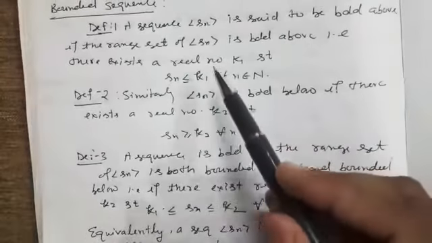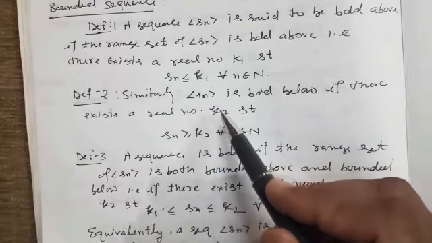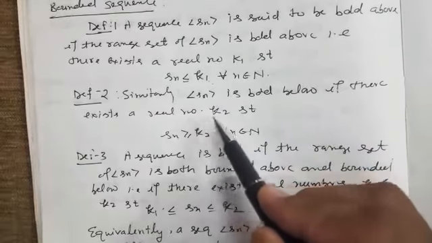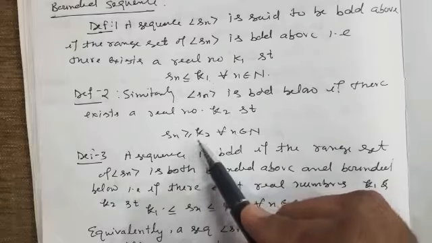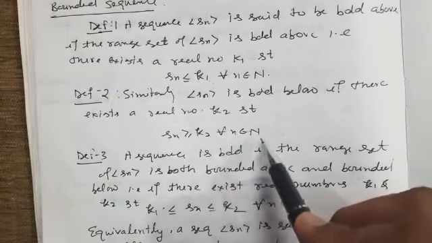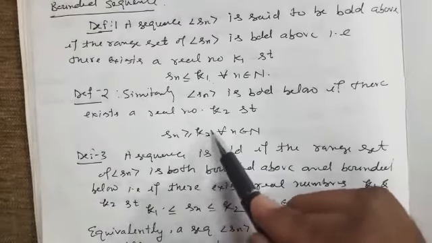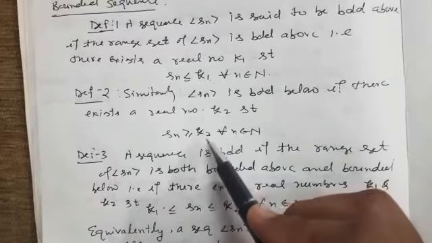Similarly, Sn will be bounded below if there exists a real number k2 such that Sn is greater than or equal to k2 for every n belongs to N. So here, you know, k2 will be the lower bound of the sequence.